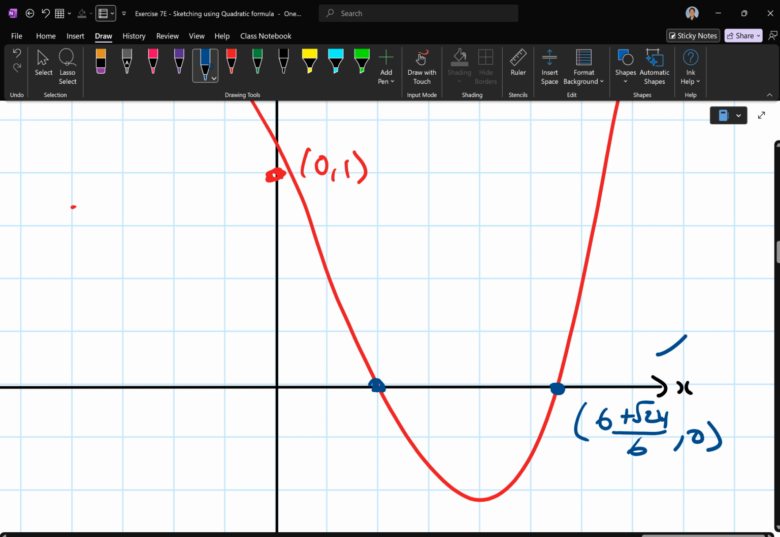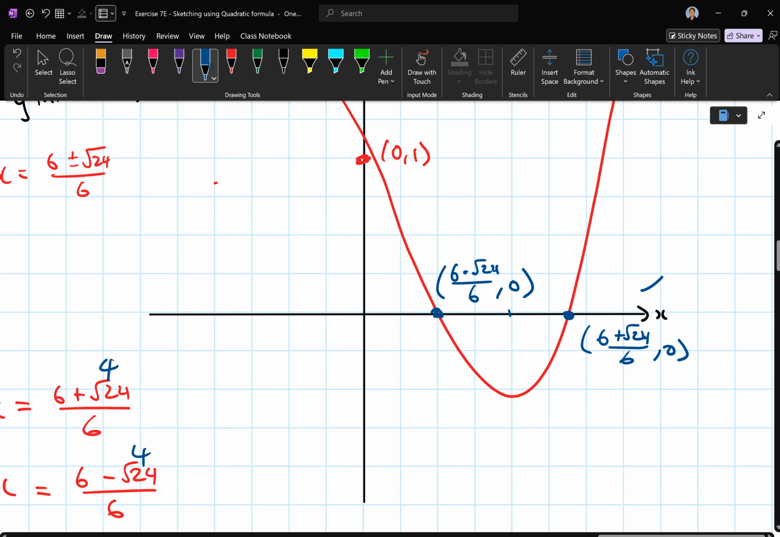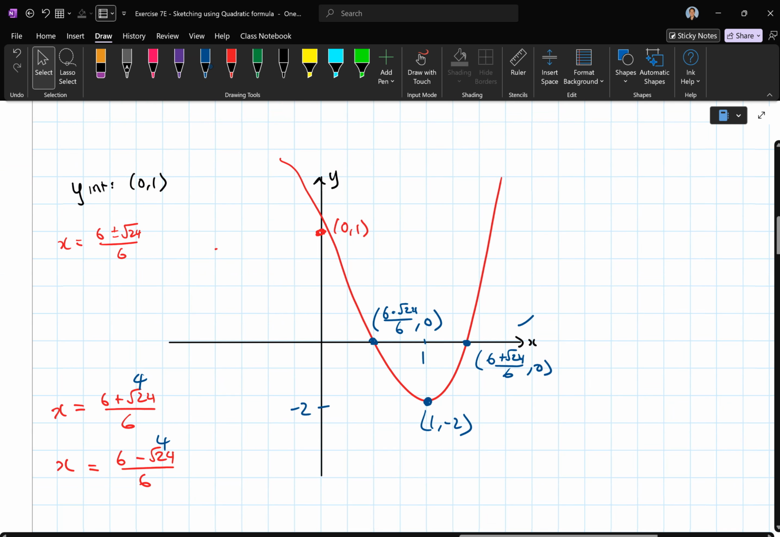And then if you write this side as 6 minus root 24 on 6, when y is 0, they're okay with that too. Then when you label your turning point, we knew it was at 1 and the y value was at -2, this is okay. As long as you're labeling the key points, they're not going to penalize you at this point.